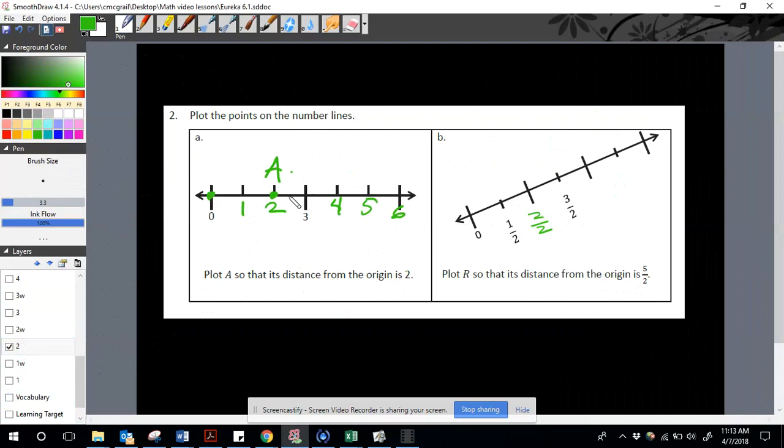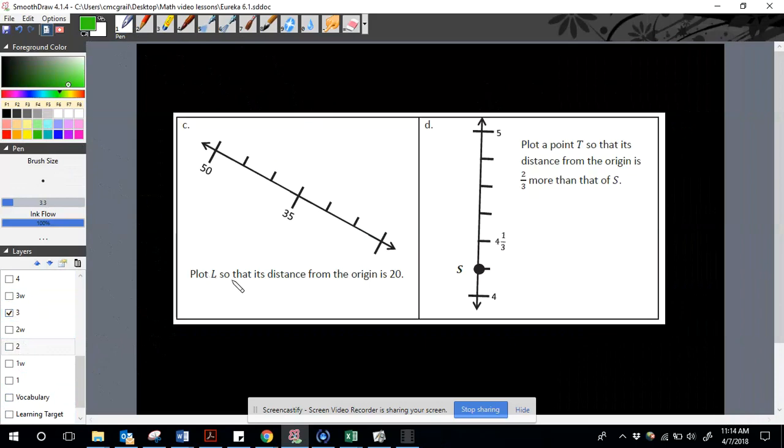The other thing that I'm noticing is that these whole numbers generally tend to have bigger marks than fractions. So this is 1 and this is 2, and I can see that here, 4 halves and 5 halves. So that means that point R must be here. And that is it. Let's take a look at one more.